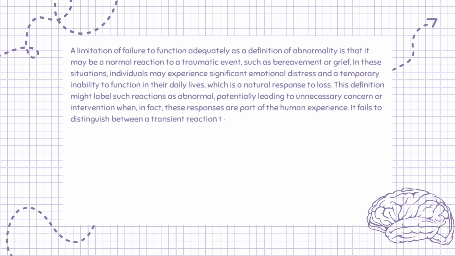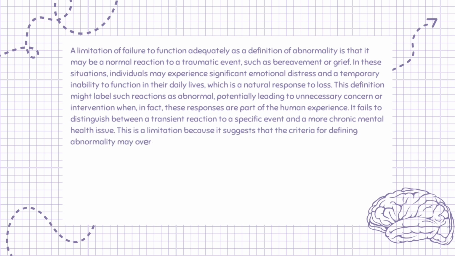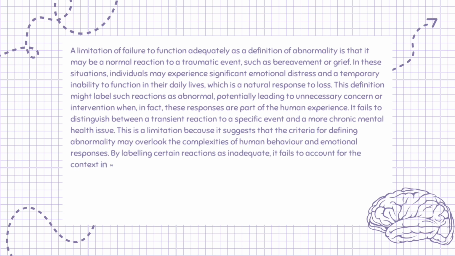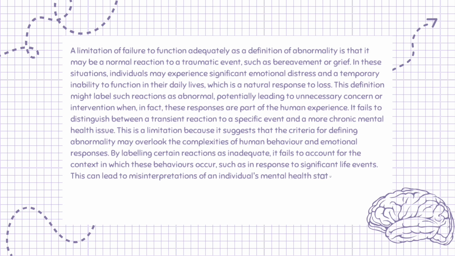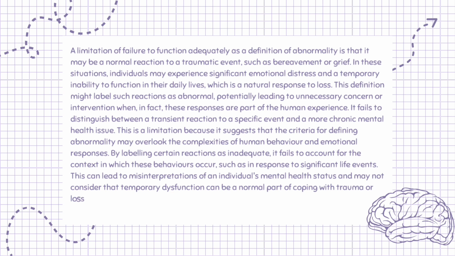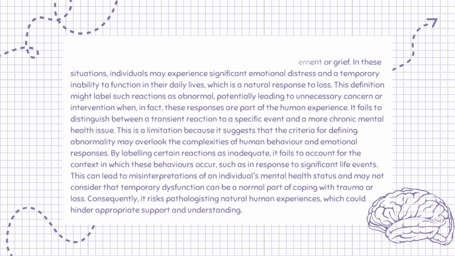It fails to distinguish between a transient reaction to a specific event and a more chronic mental health issue. This is a limitation because it suggests that the criteria for defining abnormality may overlook the complexities of human behavior and emotional responses. By labeling certain reactions as inadequate, it fails to account for the context in which these behaviors occur, such as in response to significant life events. This can lead to misinterpretations of an individual's mental health status and may not consider that temporary dysfunction can be a normal part of coping with trauma or loss. Consequently, it risks pathologising natural human experiences, which could hinder appropriate support and understanding.